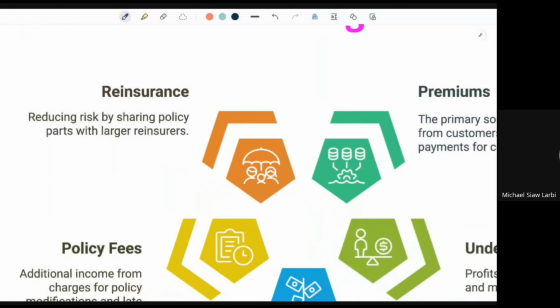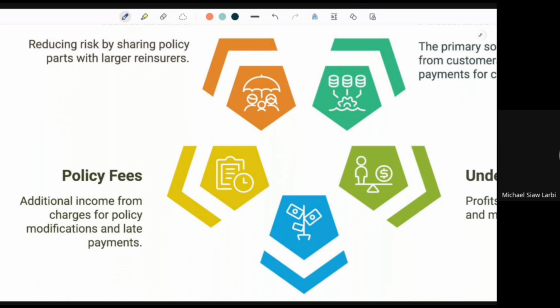Then insurance companies also have insurance companies. As in, insurance companies also pay other people to what? Cover them. So if you are a reinsurance company, then you can even make money from other insurance companies insuring with you. And then policy fees. In terms of policy fees, this is additional income from charges for policy modifications and late payments. You can come and say, I want to move from this policy to that policy. They're like, okay, no problem. It will cost you X amount of money to cancel. They make money from that.